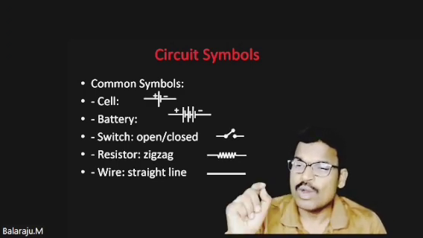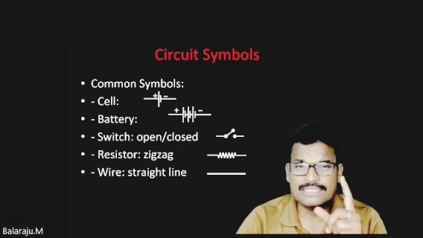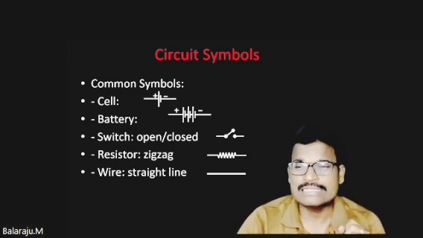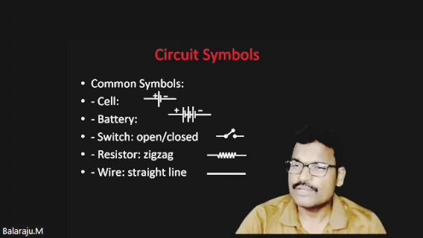Okay, so next is a switch, open switch. If you close or open. The zigzag line is a resistor, which opposes the flow of current, called resistor. Clear? Right? A straight line is the wire, means like a conductor. Are you catching what I'm saying?